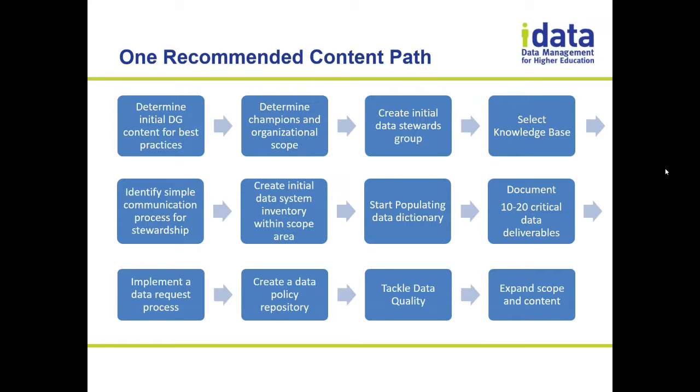So one recommended path for a content method, this is just one path. It really depends on where you're going, but this is something that I see as potential success: you want to determine your initial data governance content for best practices. What do you want to focus on to start? Maybe if you buy into my pitch that the inventory is important, maybe you want to start with the dictionary and your inventory, right? Determine your champions and what organizations are excited about doing it.